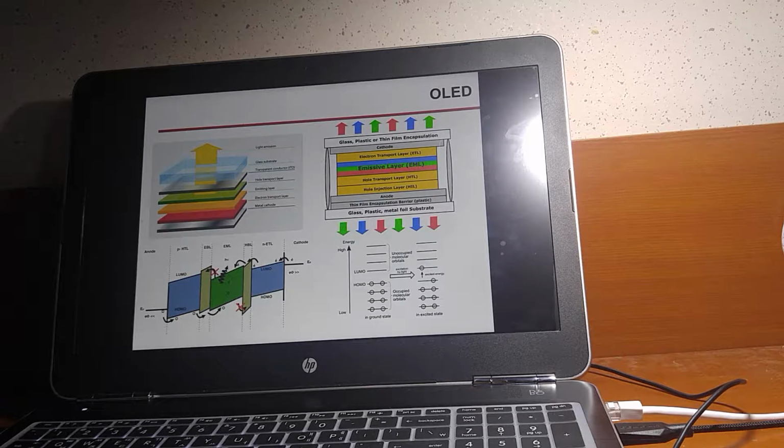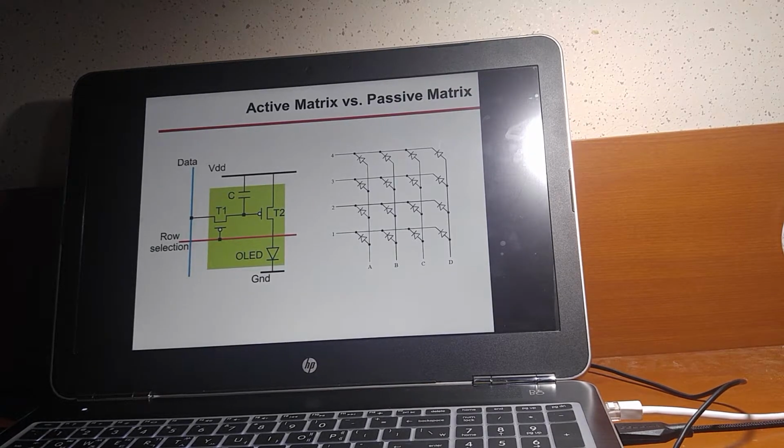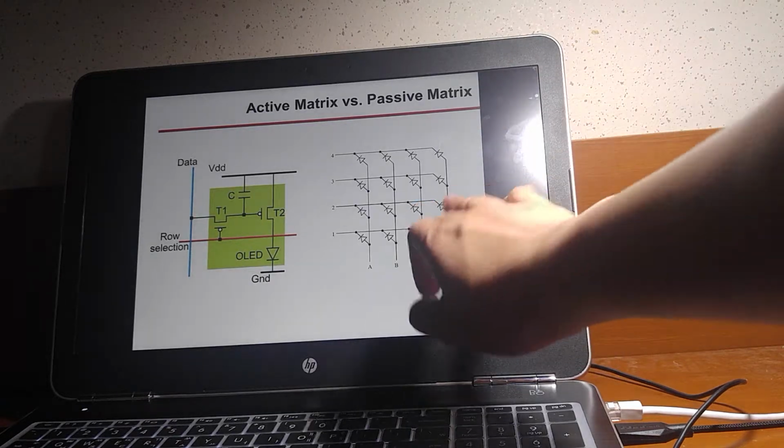And for the next page, we study about active matrix and passive matrix. For active matrix, we use it in the AMOLED, and passive matrix is like an array device.